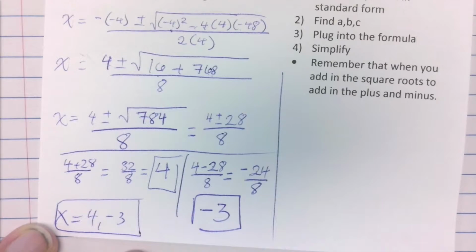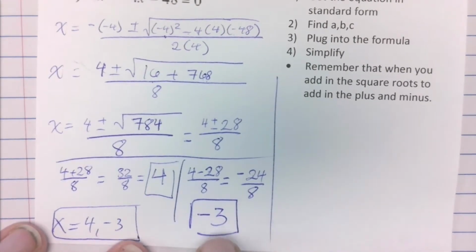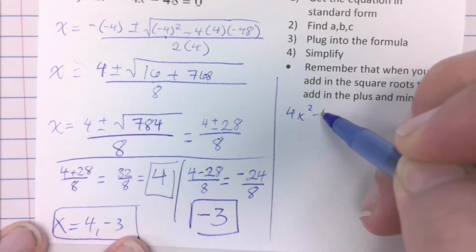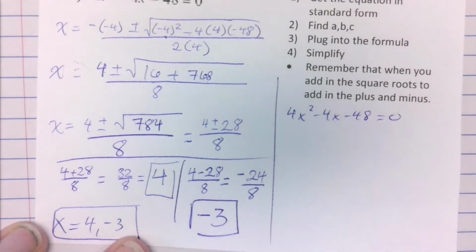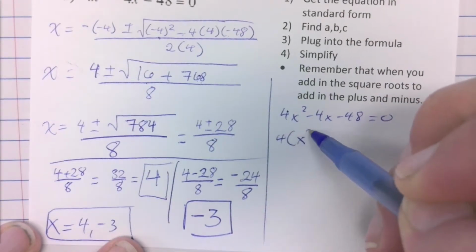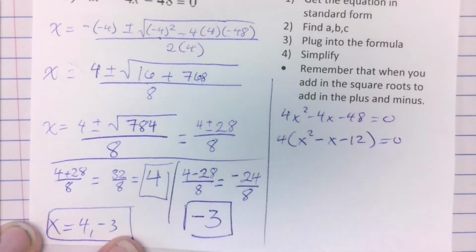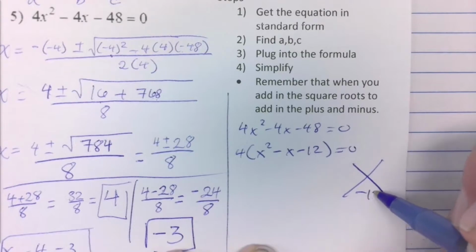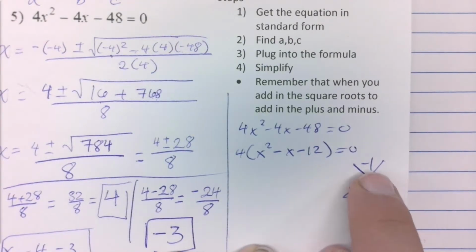Can I show you a faster way? If you can factor it, do factor it. So I'm going to take us to here. You guys with me? I've got a couple of different options. I'm honestly going to take a 4 out of the whole equation. And then I just do my fat x. Negative 12, negative 1. Give me two numbers that multiply to 12 and add to negative 1.